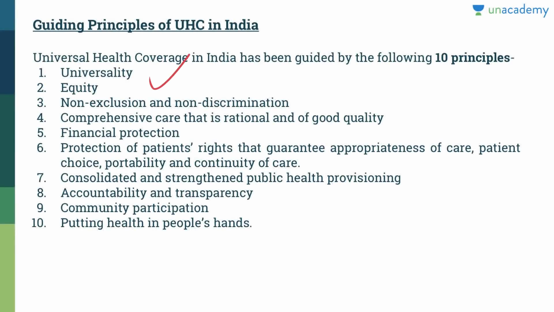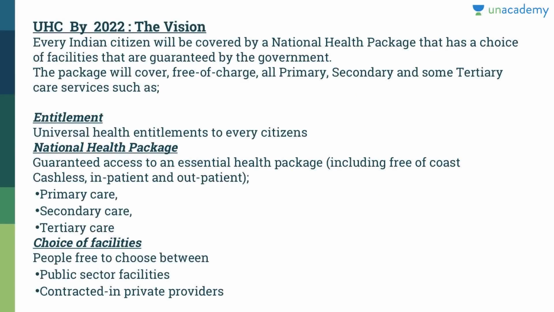Universality, equity, non-exclusion, non-discrimination, obviously you can read Article 15. Comprehensive care, which is rational and of good quality. Financial protection, protection of patients' rights that guarantee appropriateness of care. Patient choice, portability, continuity of care. Consolidated and strengthened public health provisioning. Accountability and transparency. Community participation. Putting health in people's hands. So try to remember these 10 points, and at least write 7 or 8 if they ask in the exam.